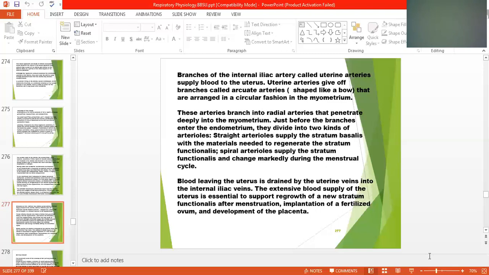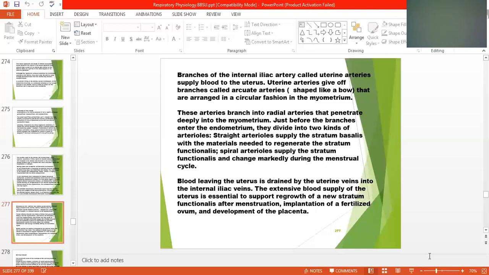So this stratum functionalis is the internal layer of the uterus which sheds during menses and changes markedly due to the menstrual cycle. Blood leaving the uterus is drained by the uterine veins into the internal iliac vein.